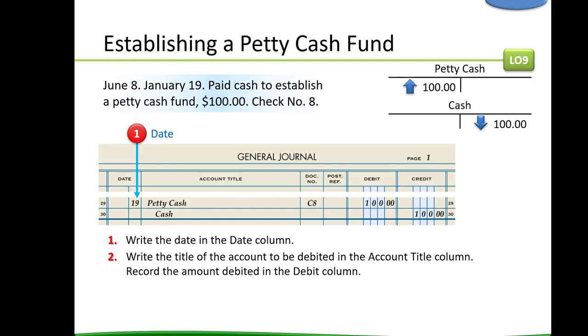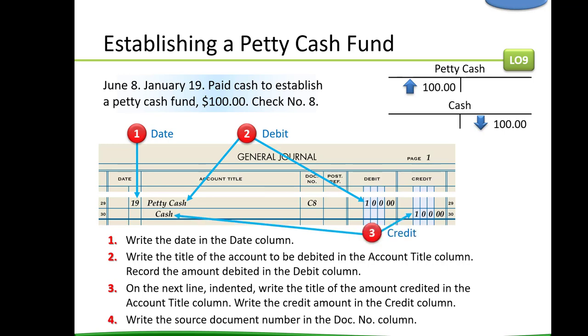And like we normally do, write the date first, write the debit amounts, write the cash amounts, and our source document is the check that was used to withdraw the amounts to fund it.